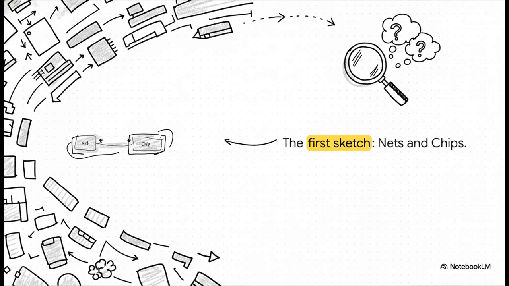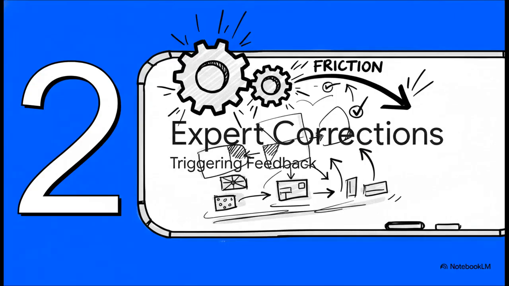Now, what do you do when you get that first clue? You get up and walk to the whiteboard. I drew this incredibly basic, naive sketch of objects interacting, just a net connecting to a chip. Sure, it was rudimentary, but it suddenly gave everyone in the room something physical to look at, point to, and walk through scenarios with.